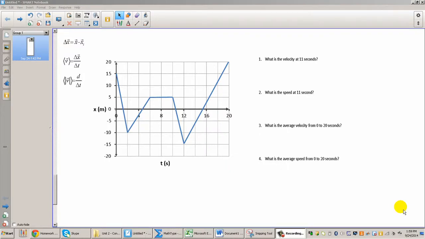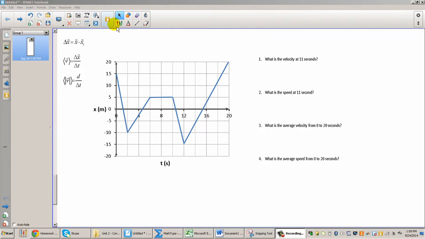In this video we're going to talk about the differences between instantaneous velocity, speed at a time, average velocity, and average speed. So we'll be looking at this position versus time graph, and we want to keep in mind these three formulas. These should be pretty intuitive to you.